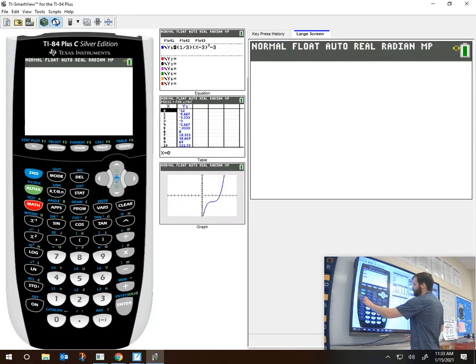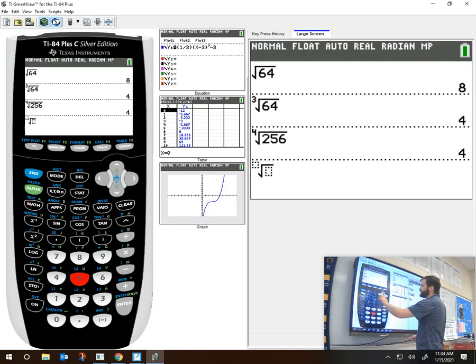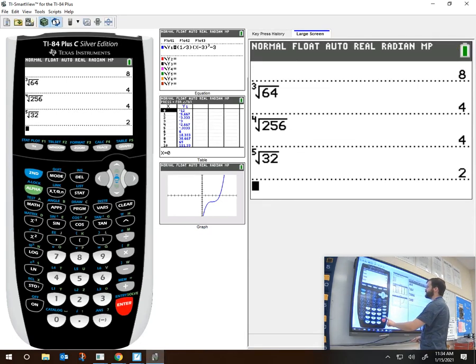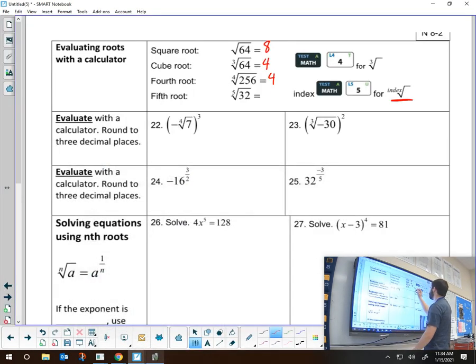What about the fifth root of 32? Once again, we're going to go math 5. We're going to go fifth root of 32. Hit enter. Hey, that's 2. Okay? So to be able to find these, we just break it down piece by piece.